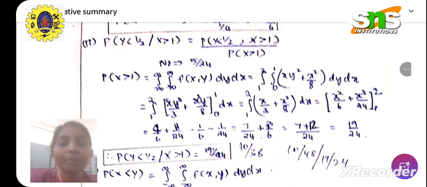So this is how we compute a problem on conditional probability for two-dimensional random variables. We will continue this problem in the next video.